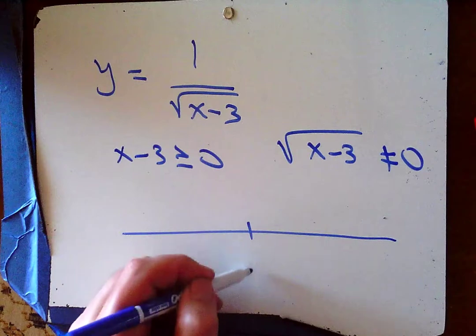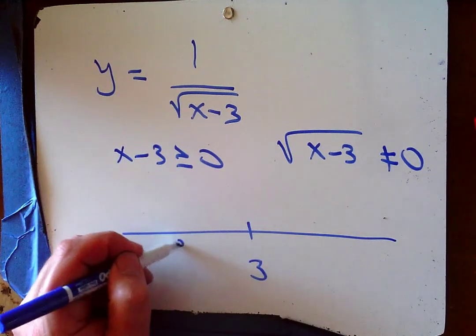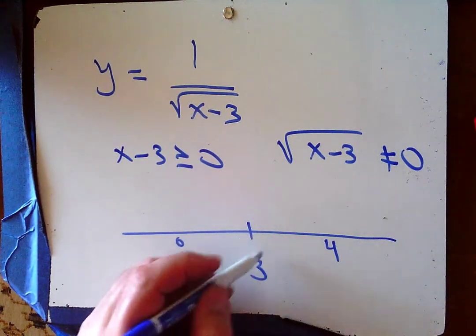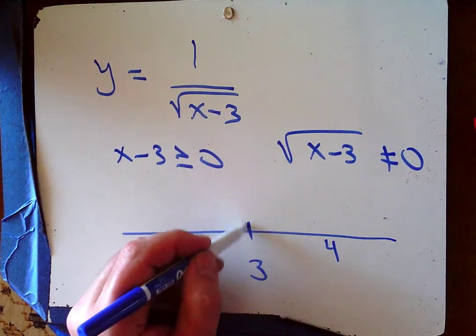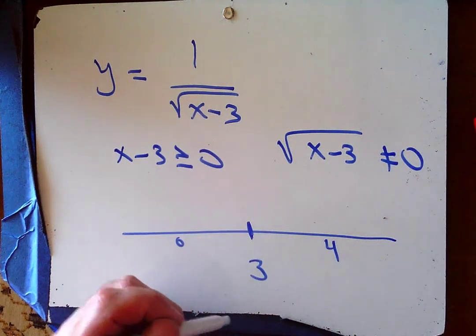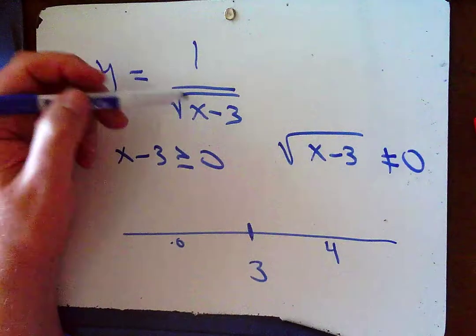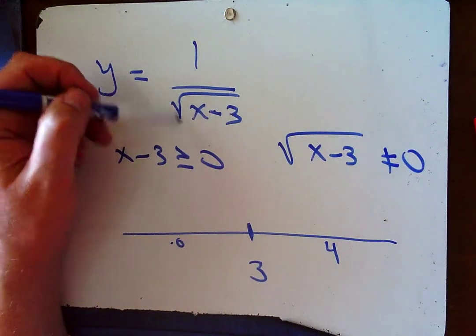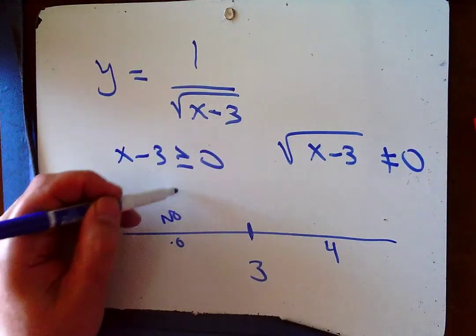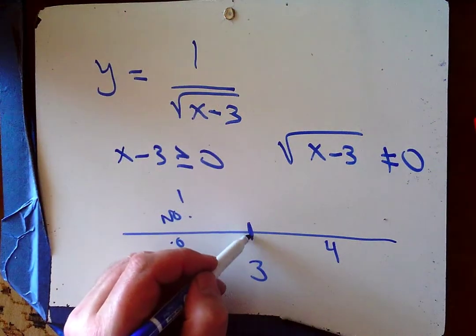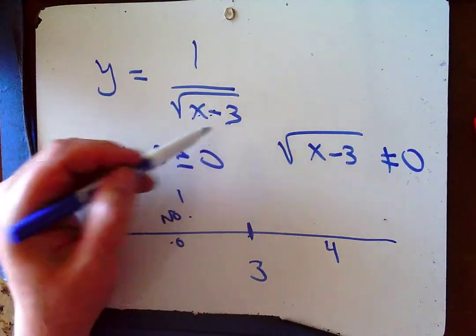Well, let's put this on a number line and test the intervals with, say, 0 and 4. But let's also test this point itself, 3. So if I plug in a 0, 0 minus 3 is negative 3. Square root of negative 3, no, I don't think so. What if I plug in a 3 itself? 3 minus 3 is 0.